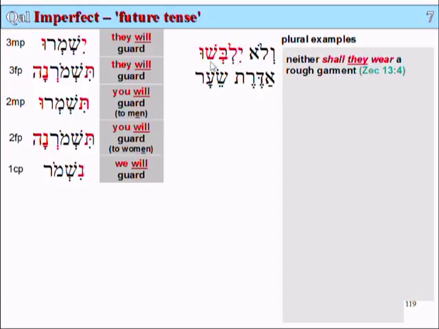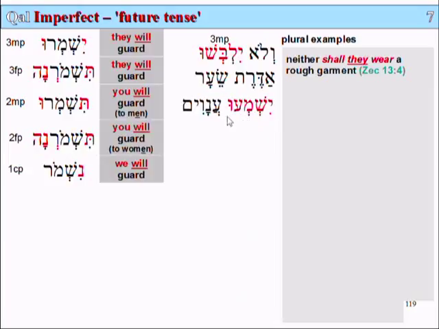Velo yilbashu adiret sa'ar. So this word yilbashu, translated they shall wear, is the third person masculine plural. This one here. And you notice that the dots and dashes, the vowels, are just the same as here. Okay, the next example.